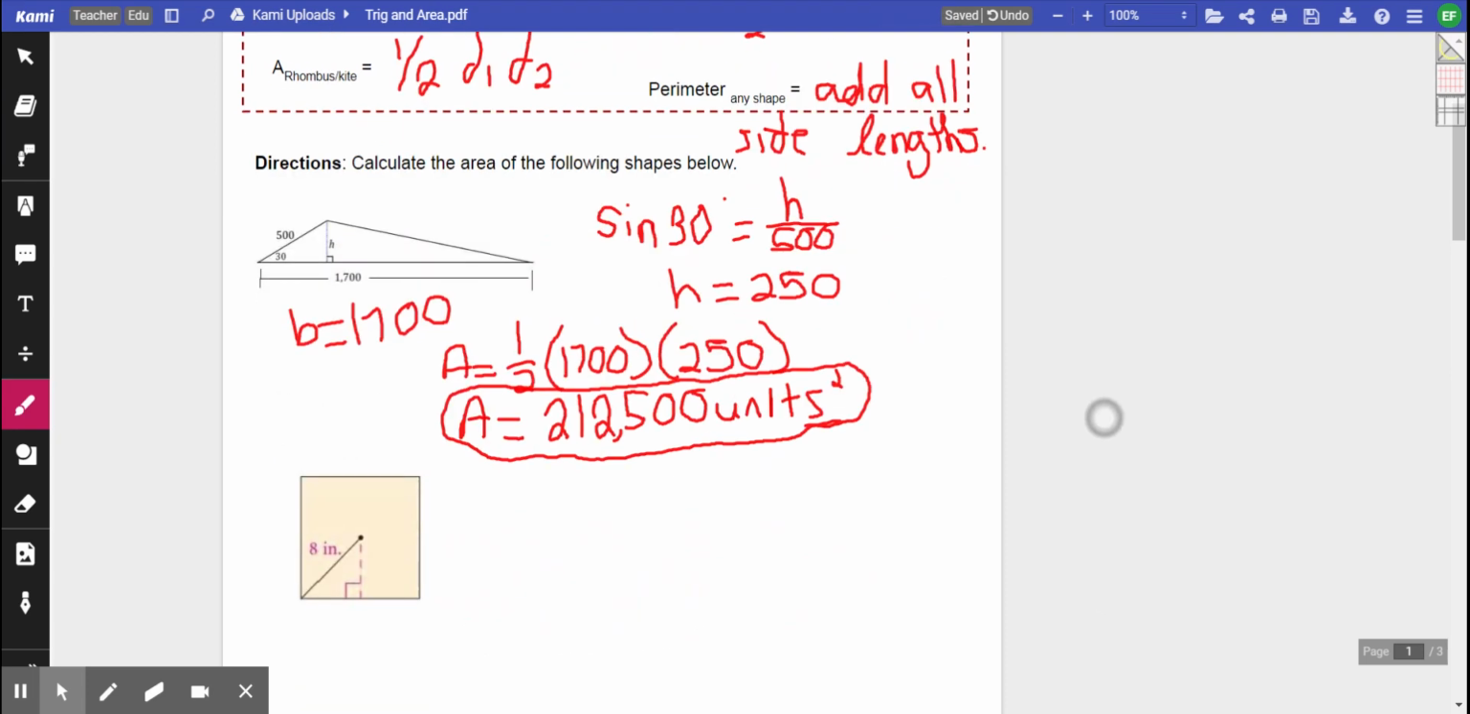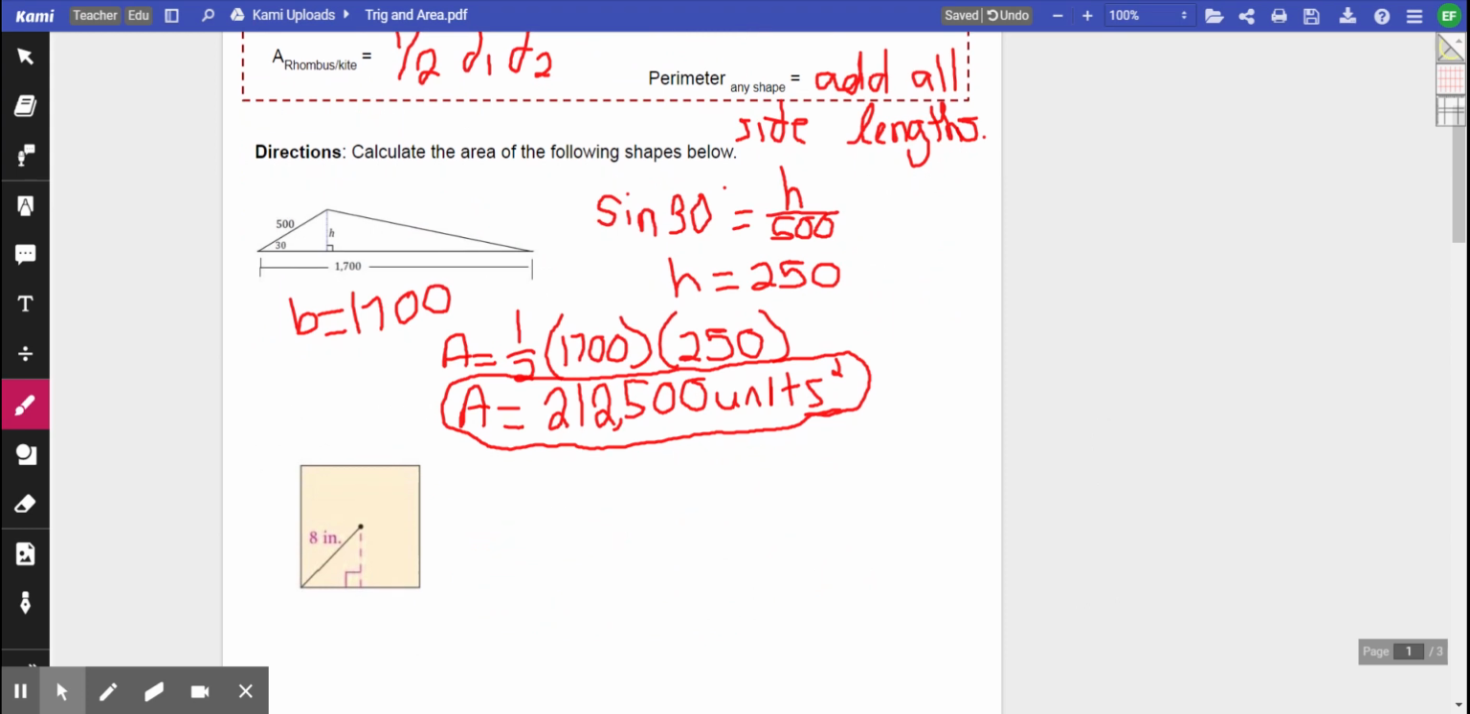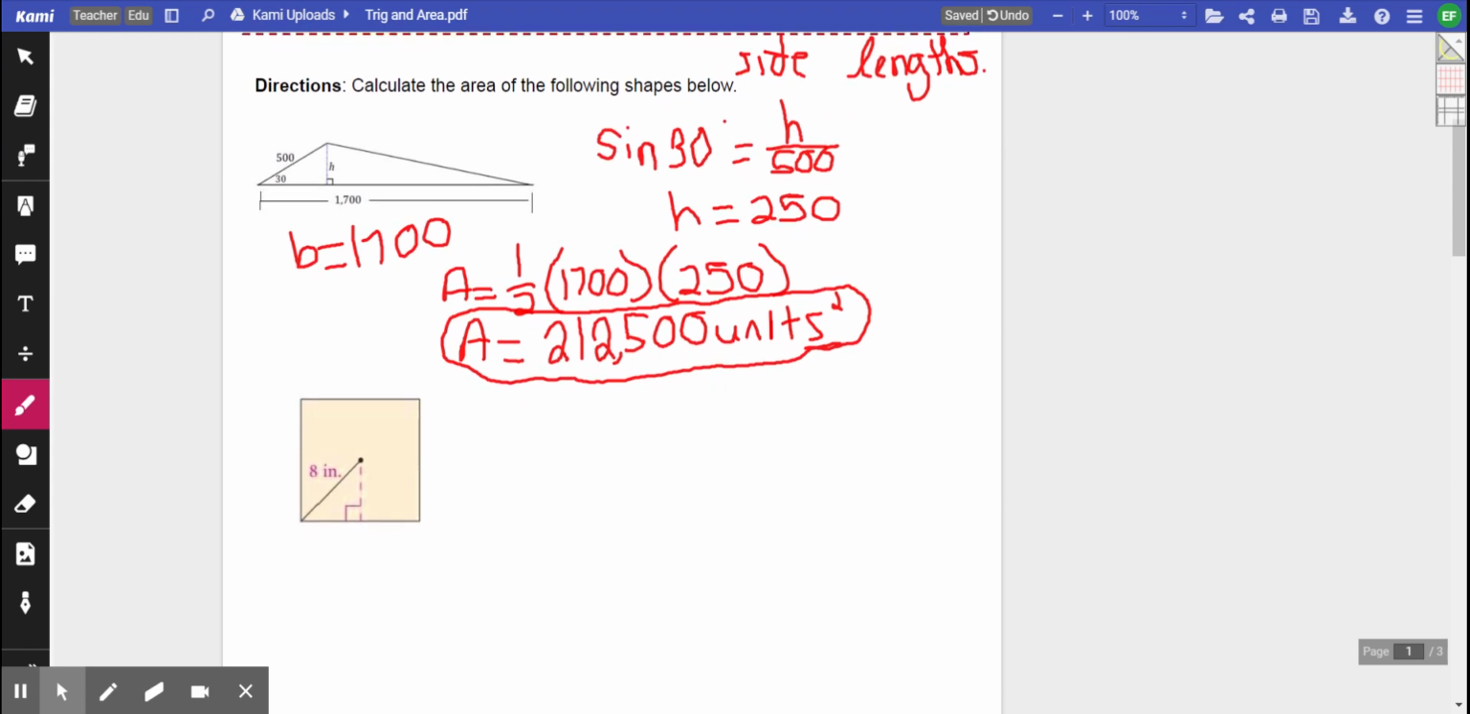Next shape. This one is a square, or an example of a parallelogram. In a square, we know that we have all right angles in the corners. We also know that all these sides are actually the exact same length.